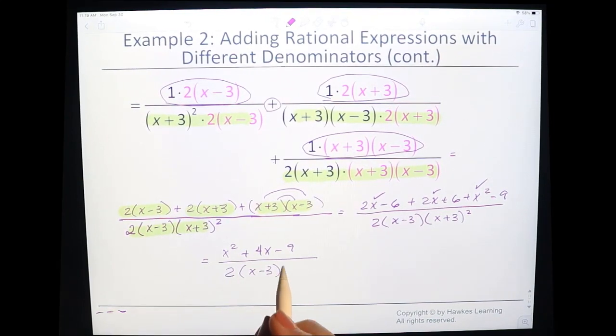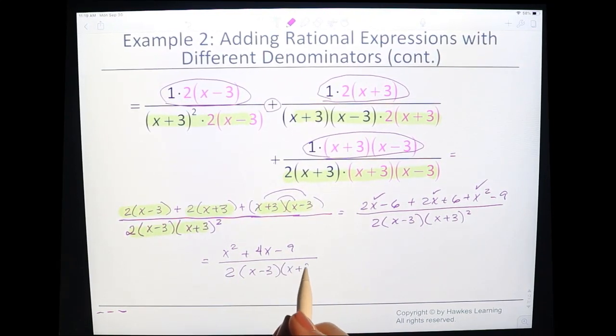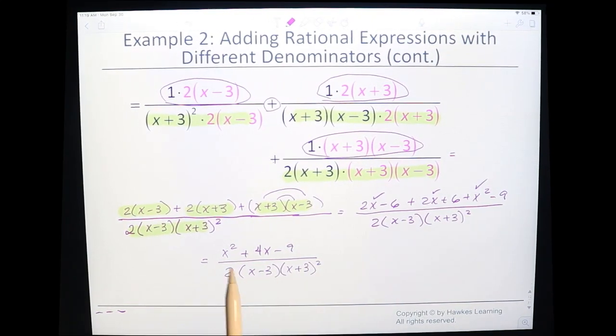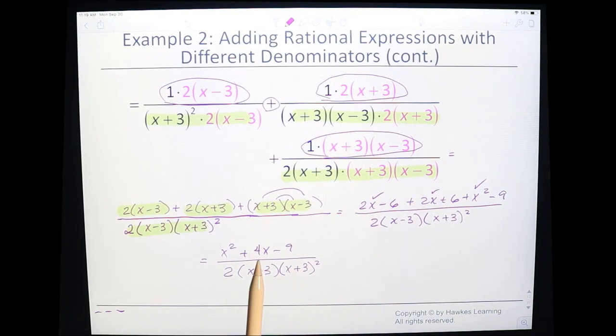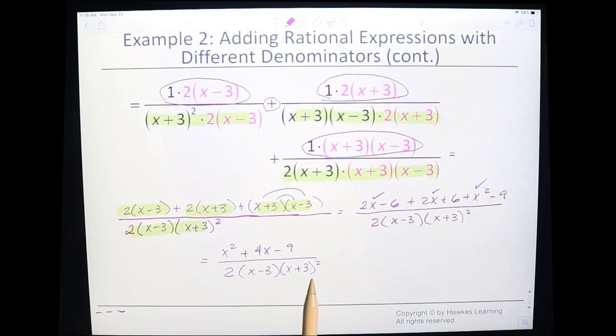And I'm almost finished, because I'm trying to think if there's any way to factor this using numbers that will multiply to give me negative 9 and add to give me a positive 4. I can't think of any numbers that would do that. 9 and 1, and 3 and 3. There's no way I'm going to get a 4 out of that. So I'm going to stop right there. And again, we agreed that you can leave this denominator in factored form.